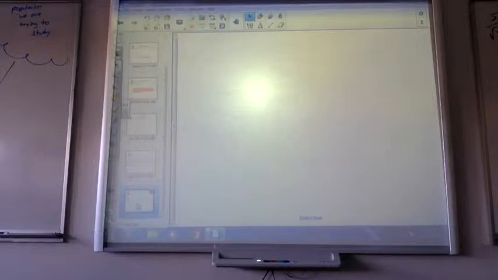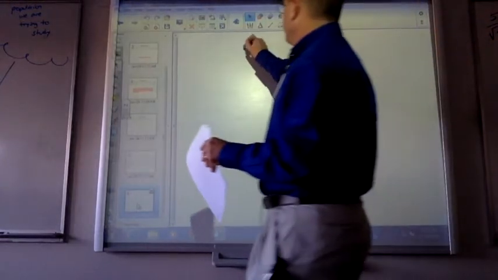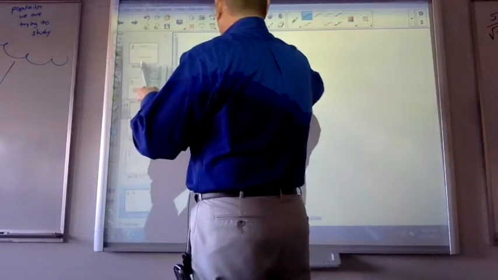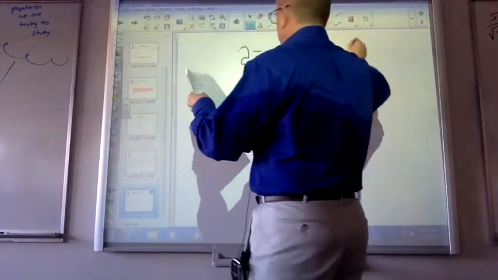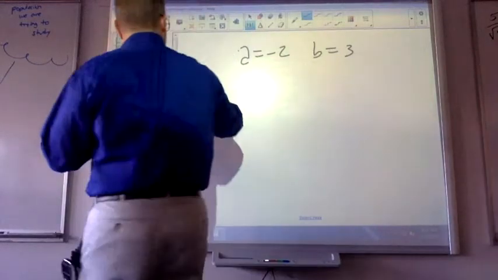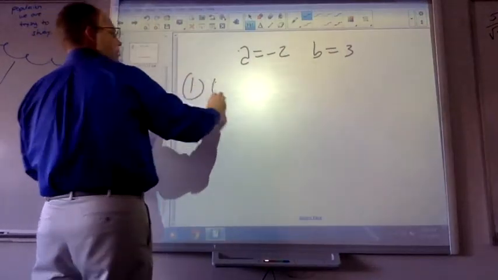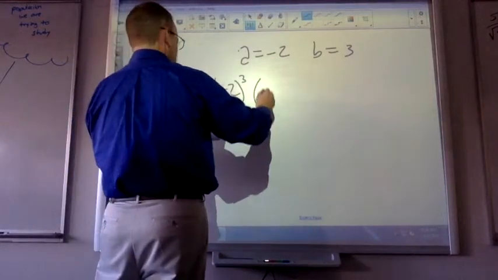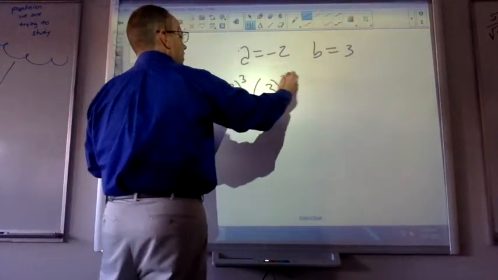Good. All right, problems 1, 2, 3, and 4 on page 3. We need to plug in. They tell us that a is equal to -2, and they tell us that b is equal to 3, so you're substituting them in. So problem number 1, you have a to the third, so it's going to be -2 to the third, and b to the second, which is 3 to the second.